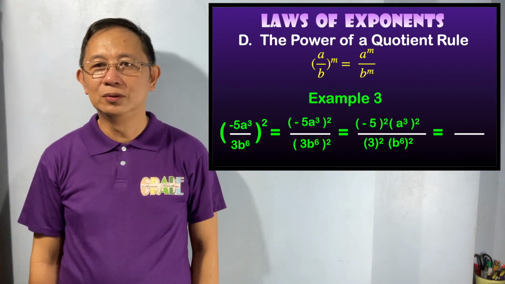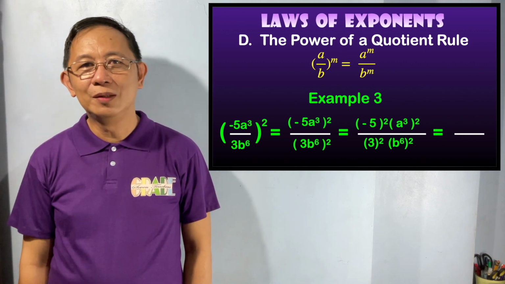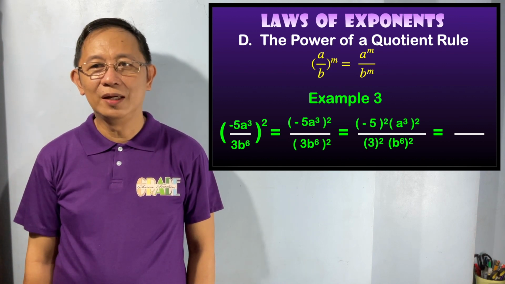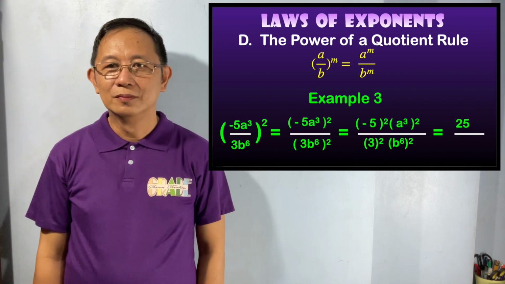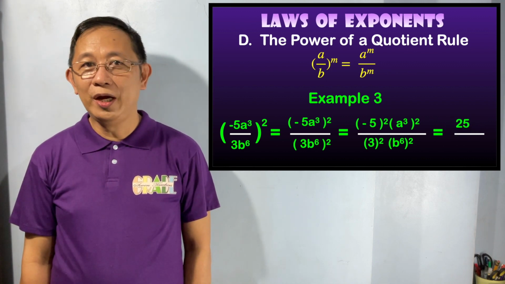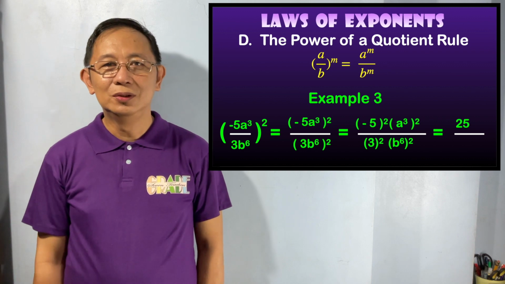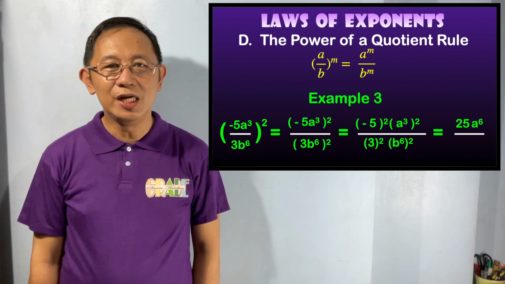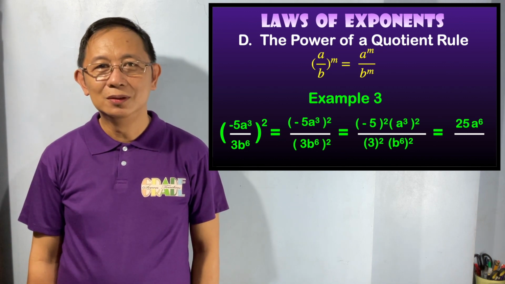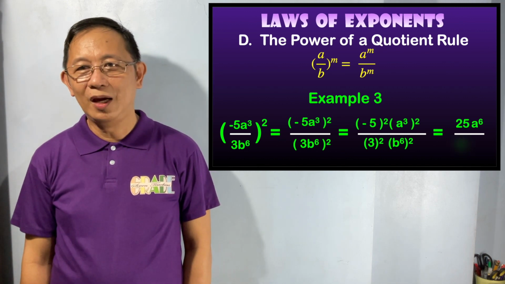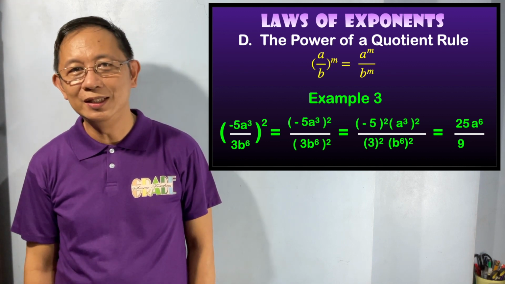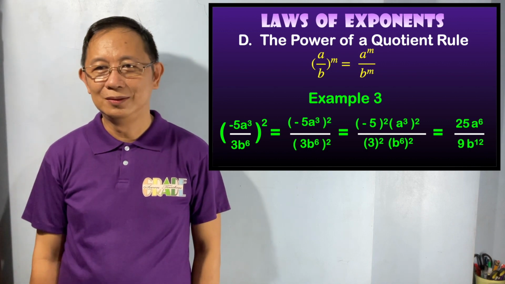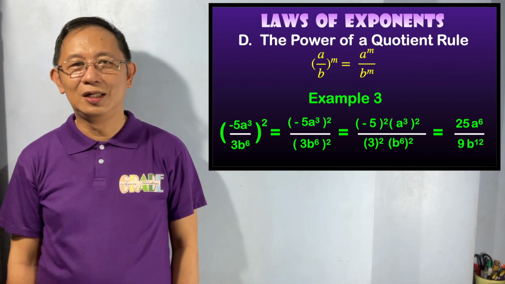So this is equal to negative 5 times negative 5 is 25. A cubed squared is equal to a to the 6th power. 3 squared is equal to 9. And b to the 6th power squared is b to the 12th power. So this is the final answer.